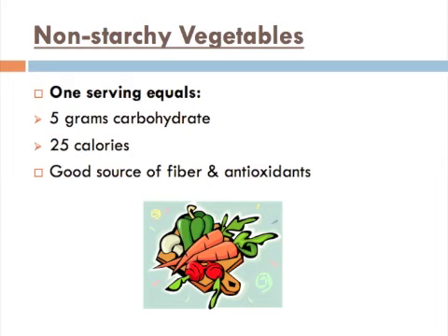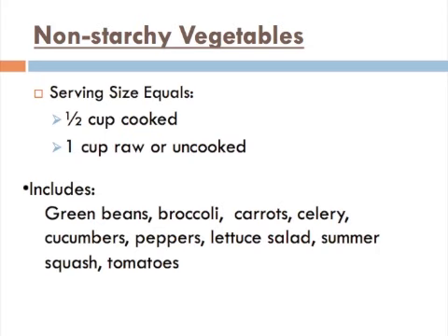Non-starchy vegetables do not have as much carbohydrate in them. One serving usually equals about 5 grams of carbohydrate and 25 calories. These foods are a good source of fiber and antioxidants. So a serving size equals half a cup if it's cooked, 1 cup if it's raw, and includes things like green beans, broccoli, carrot, celery, cucumbers, etc.